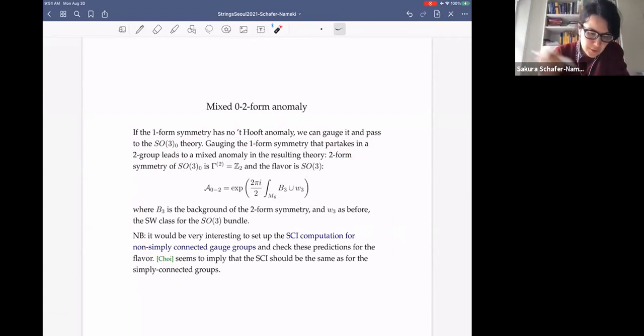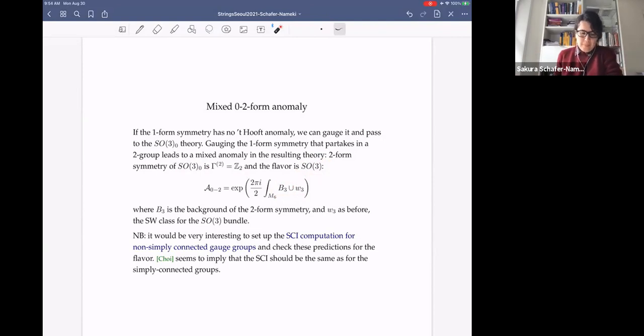The SU2-0 theory becomes the SO3-0 theory. And the fact that the one-form symmetry in the SU2 theory was taking part in this two-group then leads to a mixed anomaly in the dual theories. In this SO3 theory, there's now a Z2 two-form symmetry and an SO3 flavor symmetry, and there's a mixed anomaly between these two. And so the background for this two-form symmetry and the zero-form symmetry have this mixed anomaly.